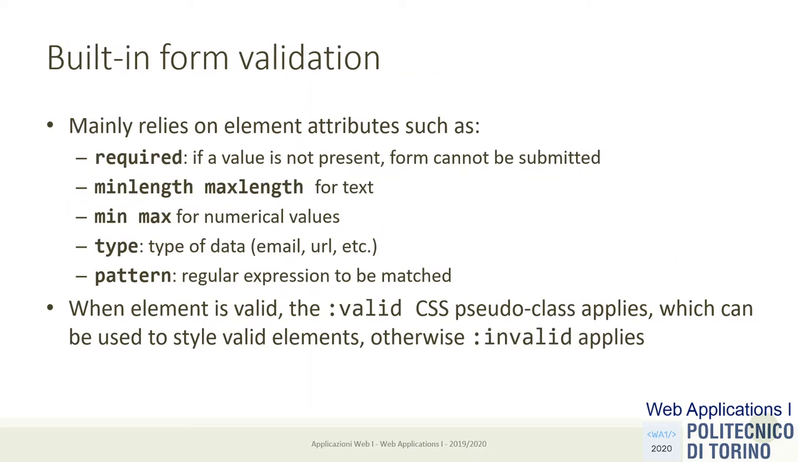Built-in forms also rely on these other attributes like minimum, maximum, maximum length, minimum length, and regular expression patterns that we skipped before. And we can also use CSS to highlight in a different way the elements that are valid or the ones that are not valid. There are two pseudo classes called valid and invalid that you can dynamically intercept in CSS.